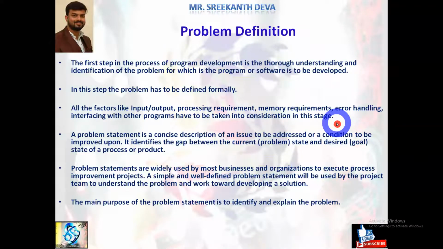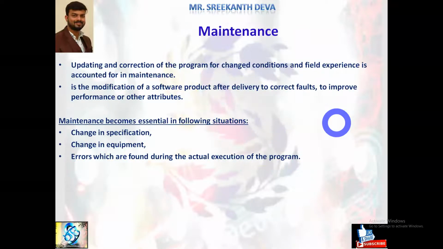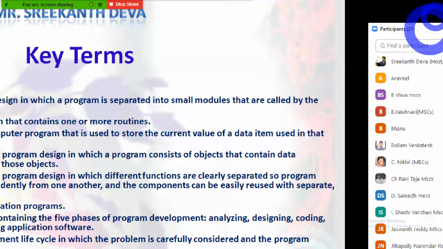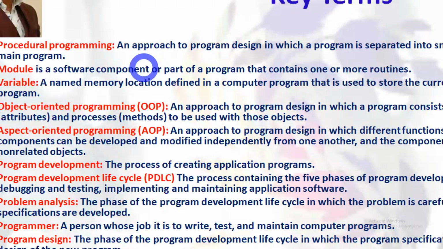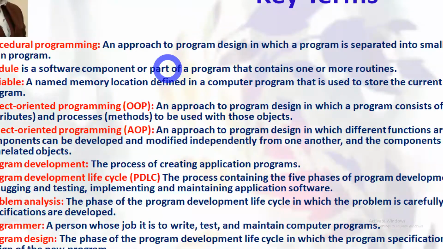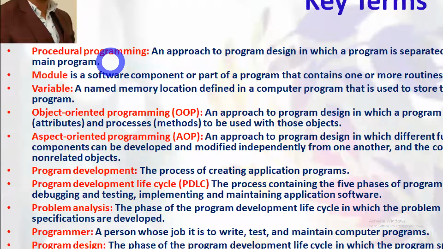Okay, we will discuss some key terms we frequently use in the programming development environment. Procedural programming: an approach to program design in which a program is separated into small modules that are called by the main program. Always remember, for any program you want to execute, execution always starts from what? Main function or main program.